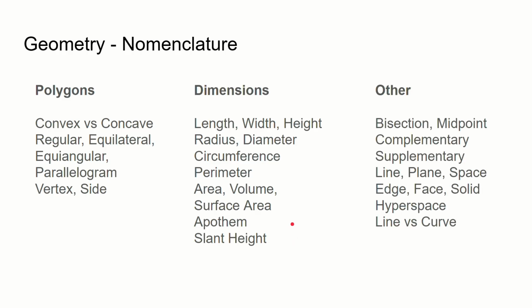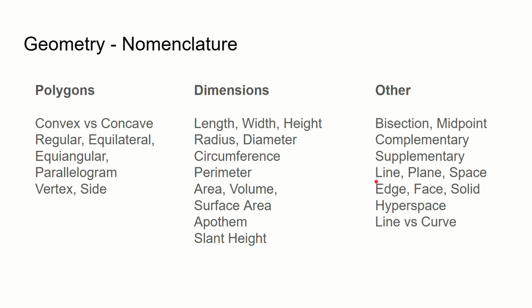There's also other general nomenclature. So bisection, we'll use that a lot. That's whenever you cut something in half, and usually it will be with a line. The midpoint is exactly in the middle of the line segment. And actually a midpoint always bisects a line segment. And then there's complementary and supplementary. So supplementary, we already discussed, means two angles that add up to 180 degrees. Complementary is two angles that add up to 90 degrees.